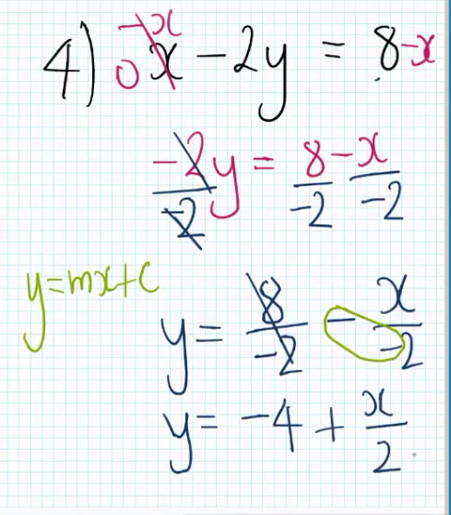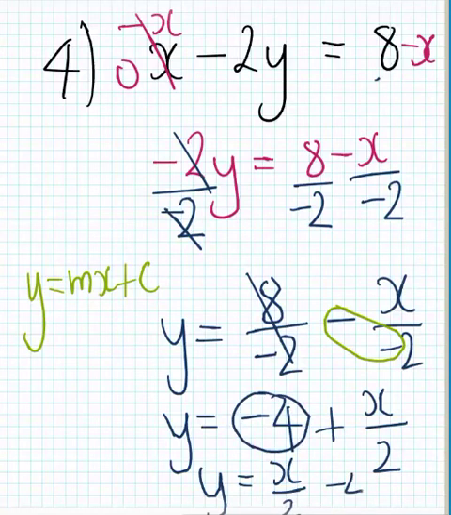Okay? And now, all we're going to do is write the x over 2 first. So I'll squeeze it down here. So we end up with y equals, it's a positive x over 2, not x plus 2. And then a minus 4. That's a minus 4, so we write minus 4. And there it is, y equals mx plus c.